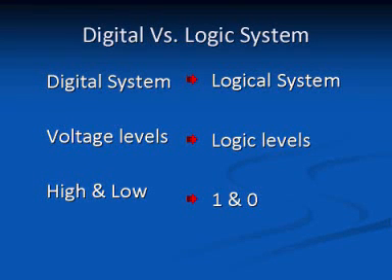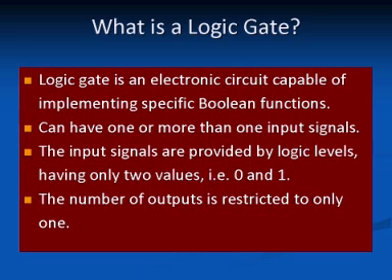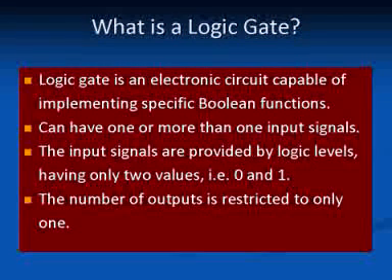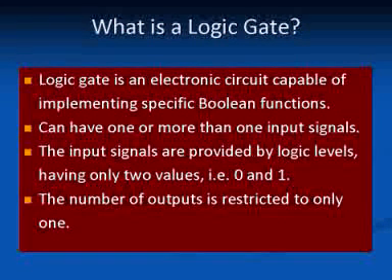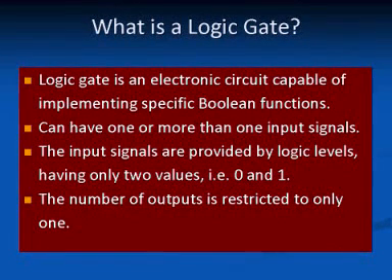Now the question arises, what is a logic gate? Well, we can say logic gate is an electronic circuit capable of implementing specific Boolean functions. For example, AND gate can implement the Boolean function A into B. A gate can have one or more than one input signals represented by logic levels having only two binary values, that is 0 and 1. The number of outputs is, however, restricted to 1 only.